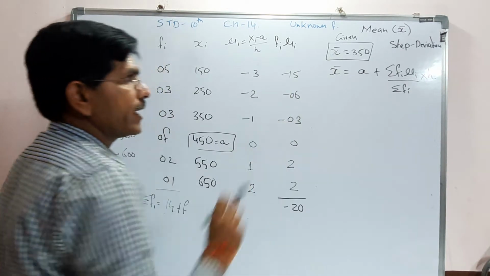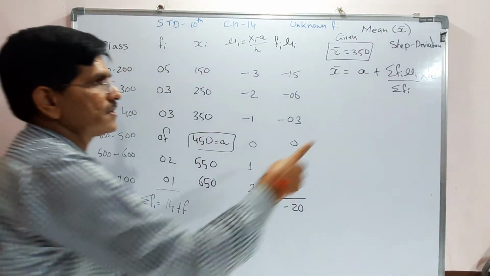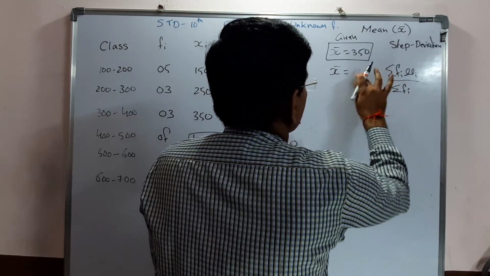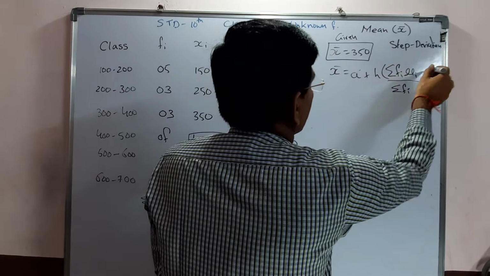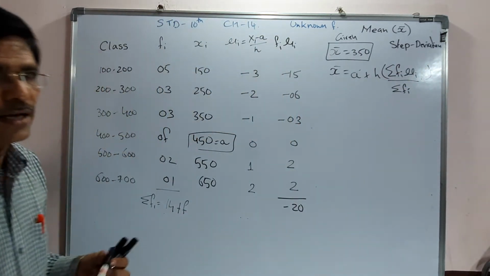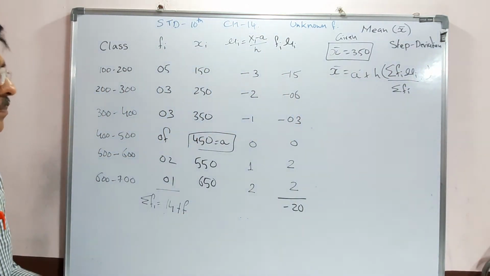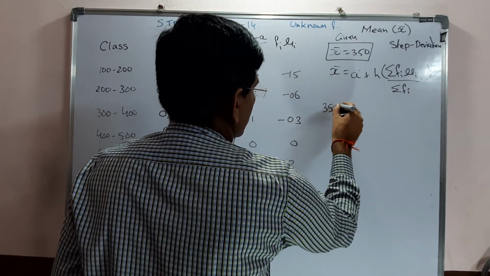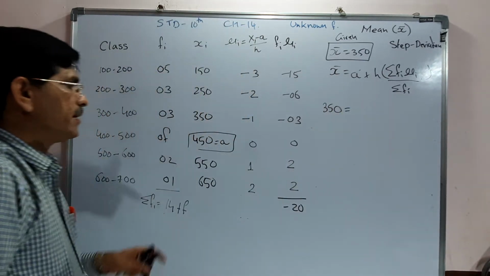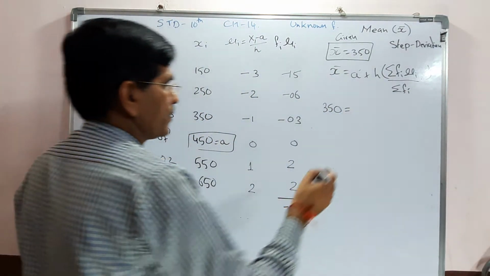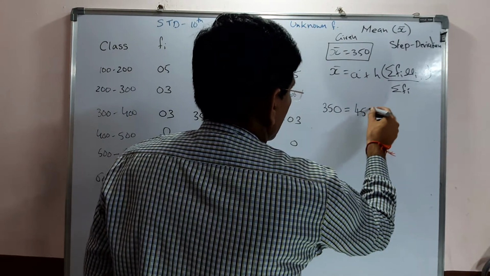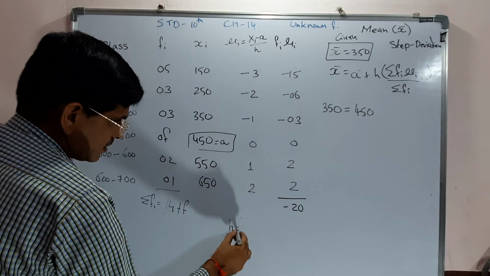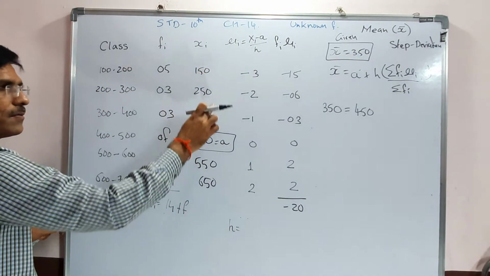x bar is equal to a plus h times sigma fi ui upon sigma fi, or we can put h here also. We can put a plus h in bracket to get the answer; both ways we get the same answer. So what do we put? 350 is x bar, so I put 350. Now what is a? That is 450, which I put here. What is the size h? Class 150, 250, 350.